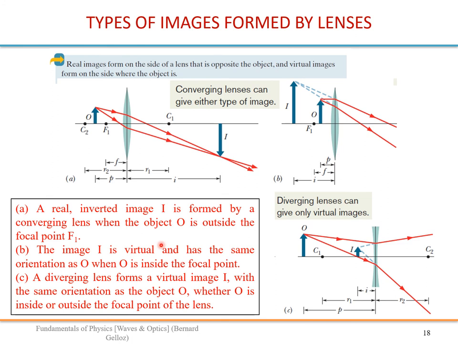Alright, and one thing is that real images are formed on the side of a lens that is opposite the object. In other words, if your object is on the left side of the lens, real images form on the right side. So this is a kind of rule of thumb. And virtual images form on the same side as the object. So if your image forms on the same side as the object, the left side in this case, it is virtual. This indeed is the case here, and it is also the case in this drawing. So these are general results that you had better know. It helps in solving problems.